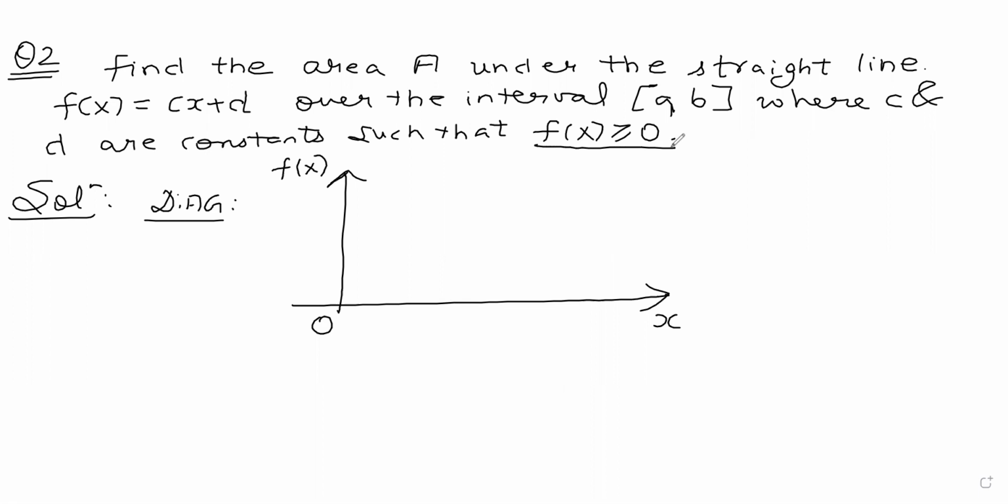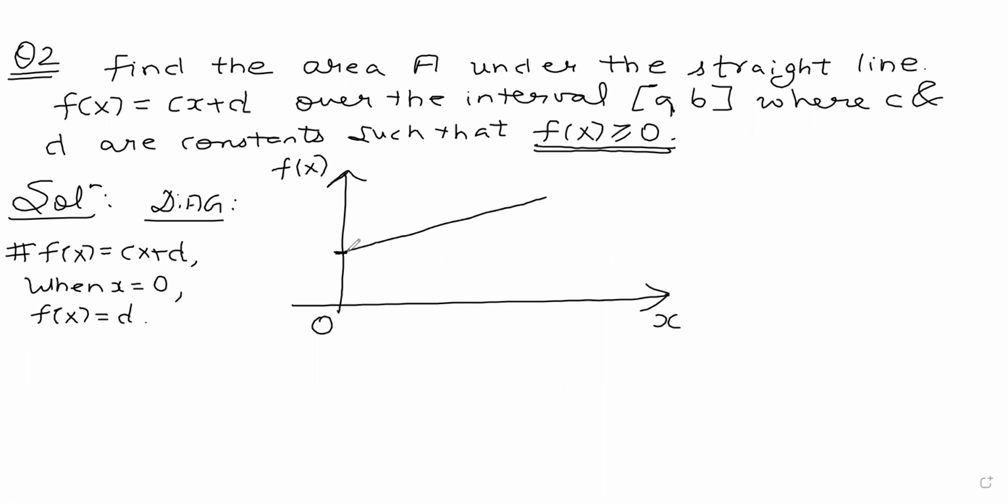That means if I put x as 0, I get my f of x as d. f of x is equal to cx plus d. When x is 0, f of x is equal to d. And d is positive because we are given that the function is positive, upward sloping. So this is my function f of x equal to cx plus d.